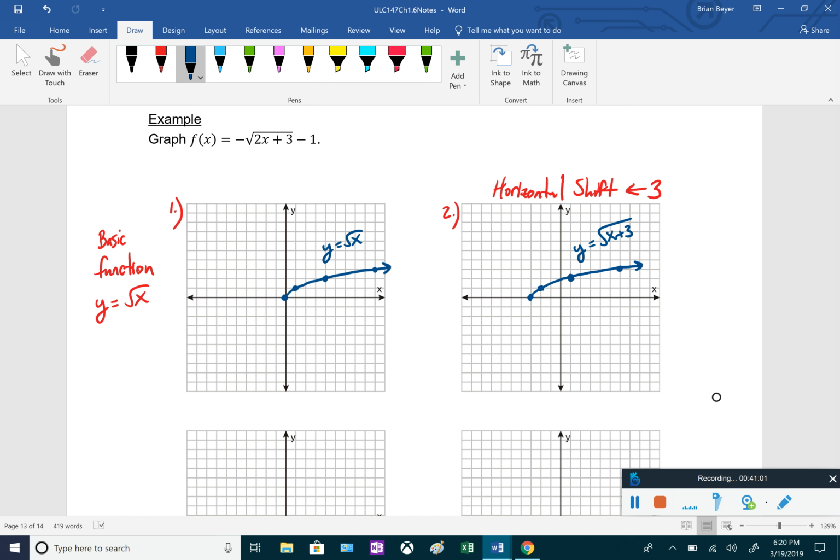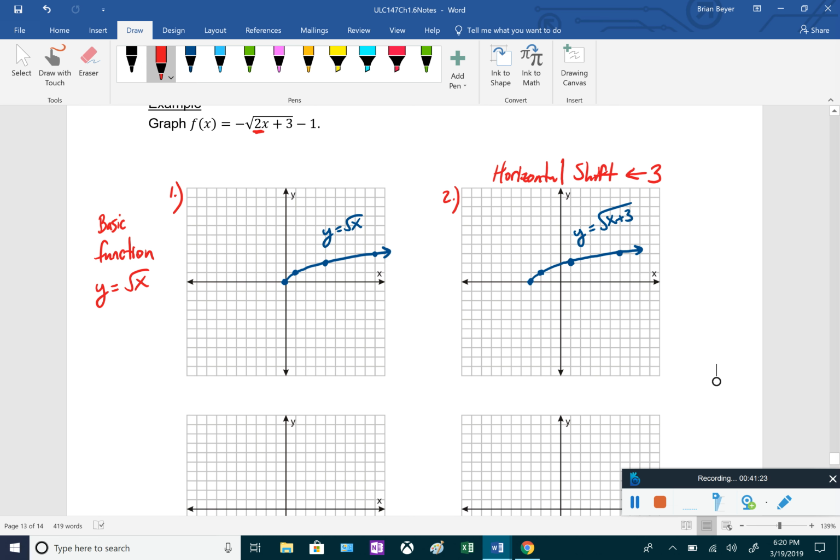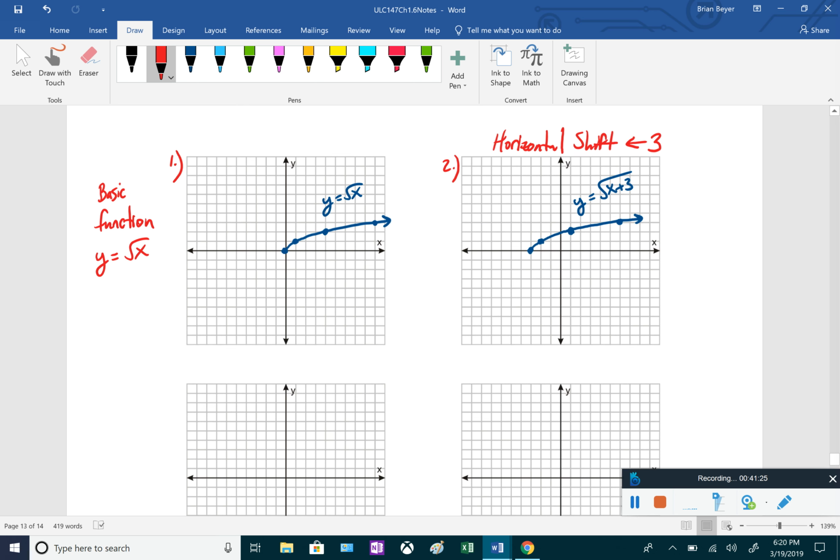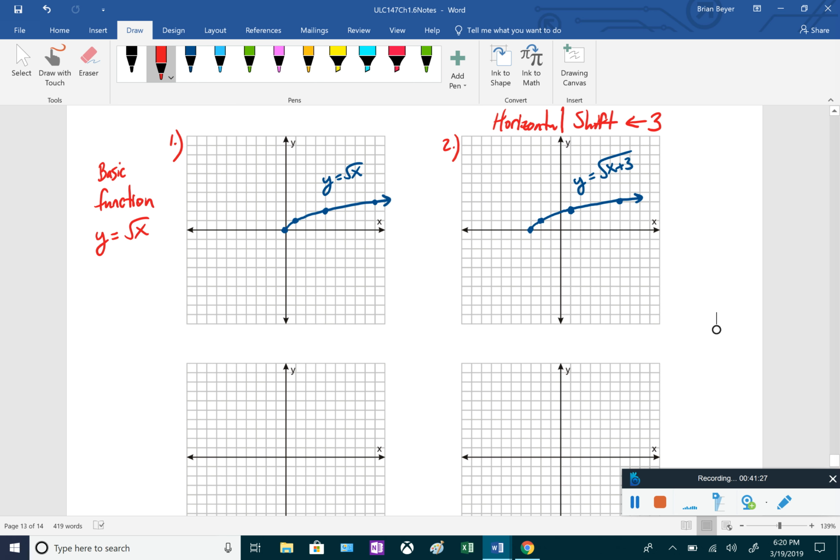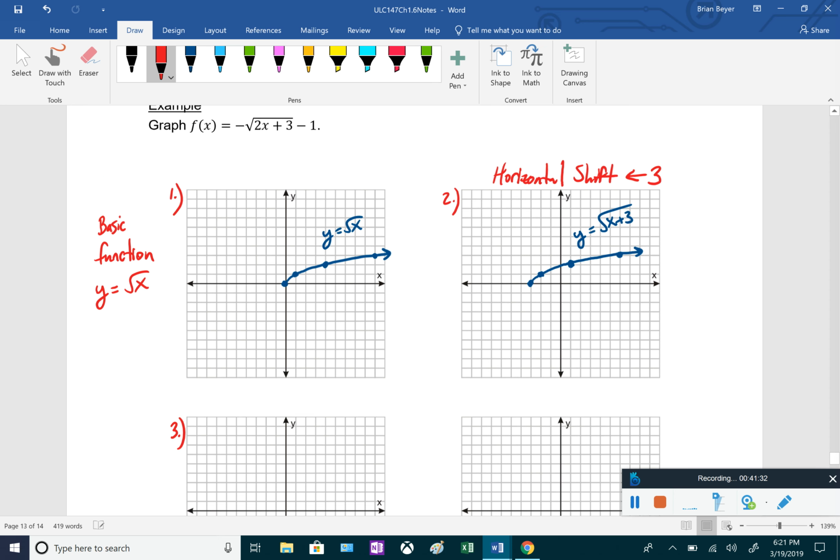Okay, and then for the next thing that we look at, we see if there's a vertical or horizontal stretch or shrink. There is a 2 being multiplied on the x right here. That's going to be a horizontal shrink because it's greater than 1 and it's horizontal, so it's a shrink. So that means for the horizontal shrink, we have to divide every x-coordinate that we just plotted by that value of 2.